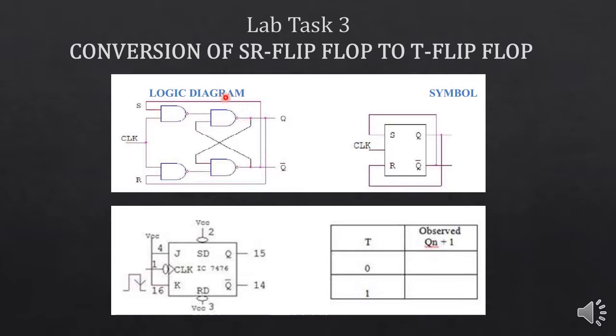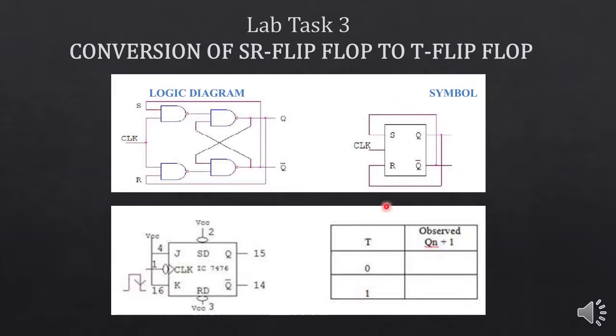This is the circuit diagram for converting the SR flip-flop to T flip-flop. Here you can see this is an SR flip-flop. Here Q is connected to the reset pin and Q bar is connected to the set pin, and here you are applying the clock signal. This is how you connect the SR flip-flop to the T flip-flop.